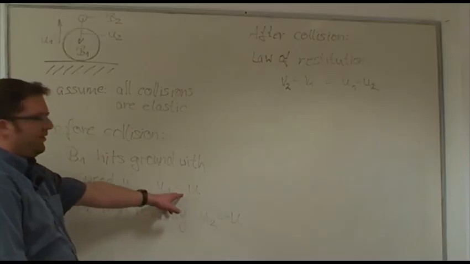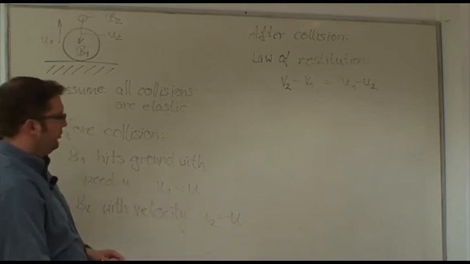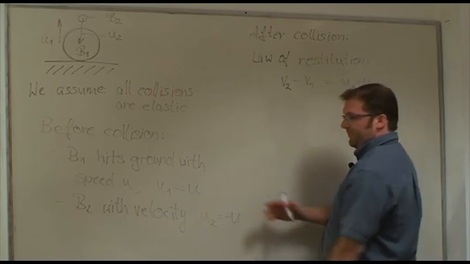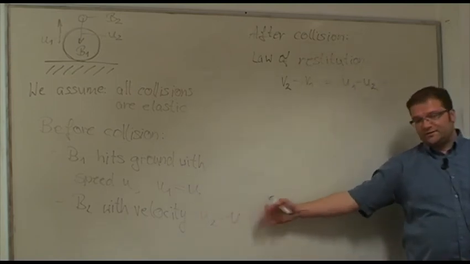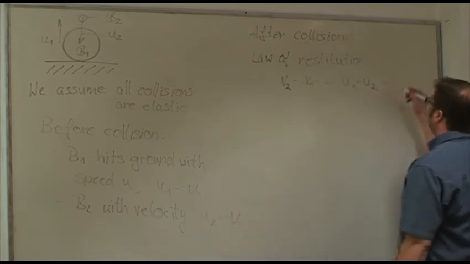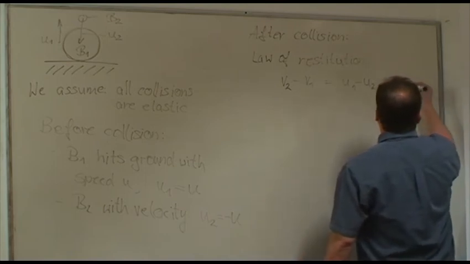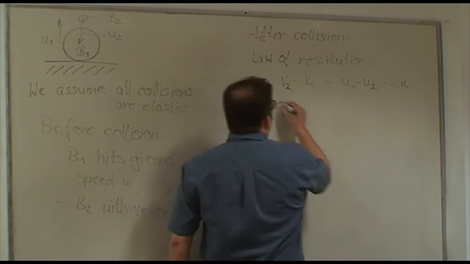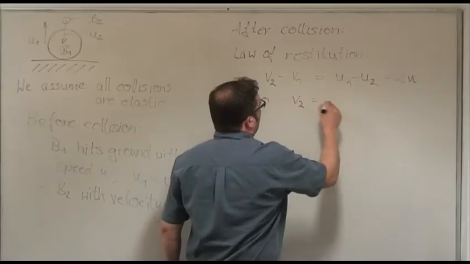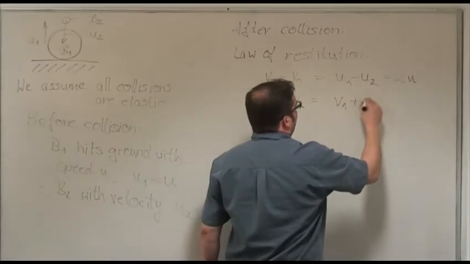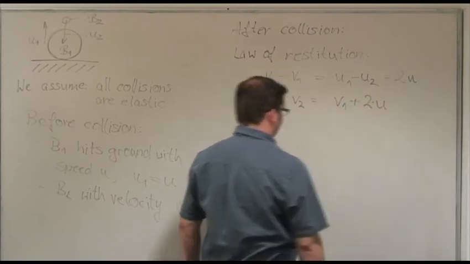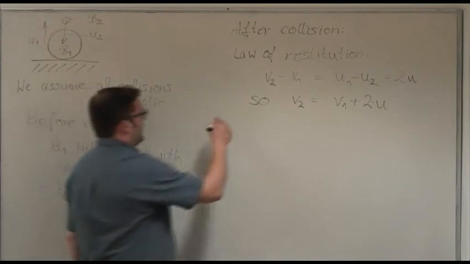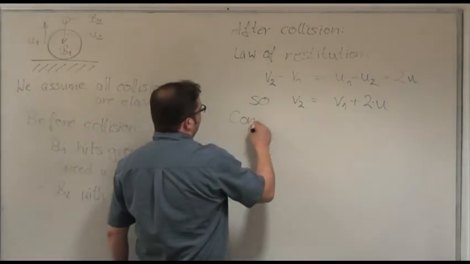And now we can substitute in the values for u1 and u2 in this equation. u1 is u, u2 is minus u, so u1 minus u2 is 2u. From this equation we see that v2 is v1 plus 2 times u. That's our first equation. Now we have the conservation of momentum.